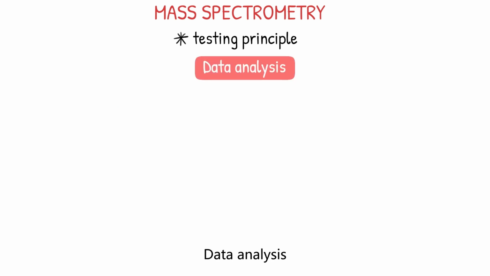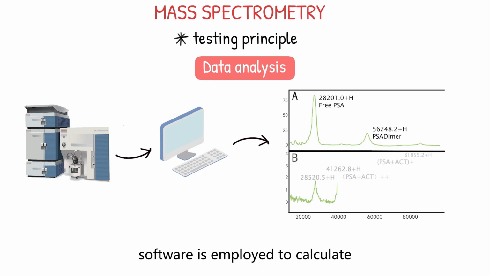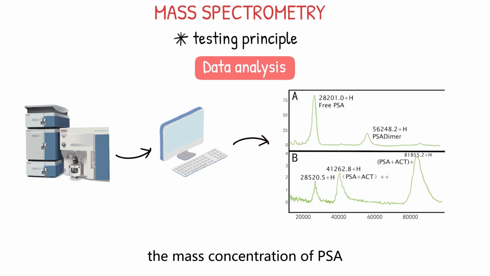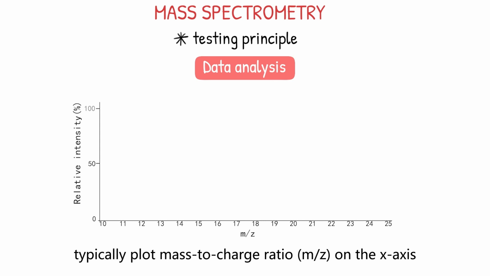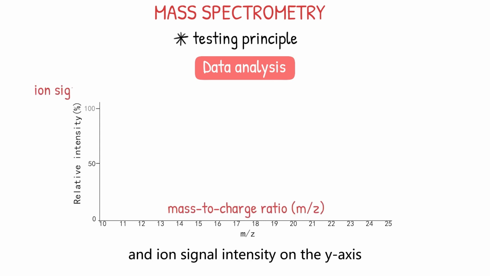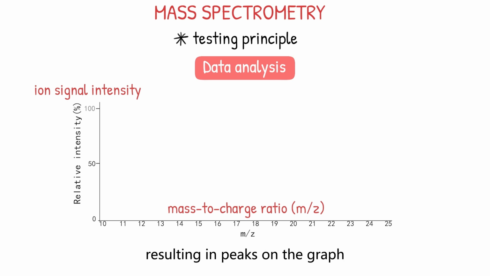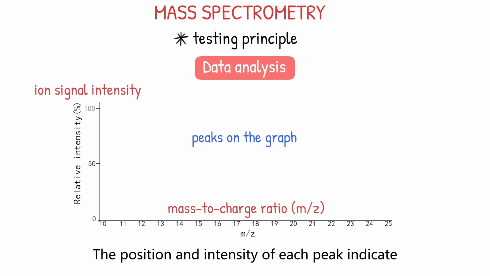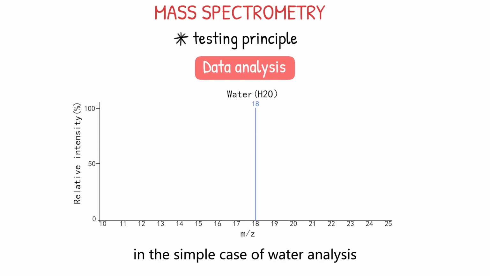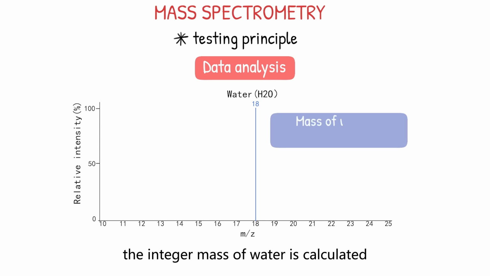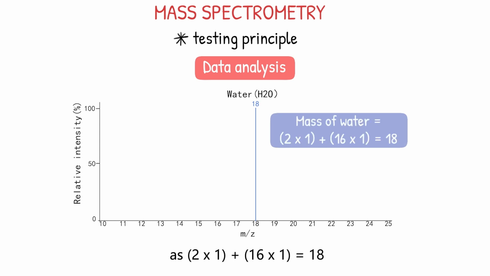Fourth is data analysis. After obtaining mass spectrometry data, software is employed to calculate the concentration of PSA. Mass spectra are graphical representations that typically plot mass-to-charge ratio on the x-axis and ion signal intensity on the y-axis, resulting in peaks on the graph. The position and intensity of each peak indicate the mass and relative abundance of an ion. For example, in the simple case of water analysis, the integer mass of water is calculated as 2 times 1 plus 16 times 1, which is 18, and the peak at m/z 18 represents water.